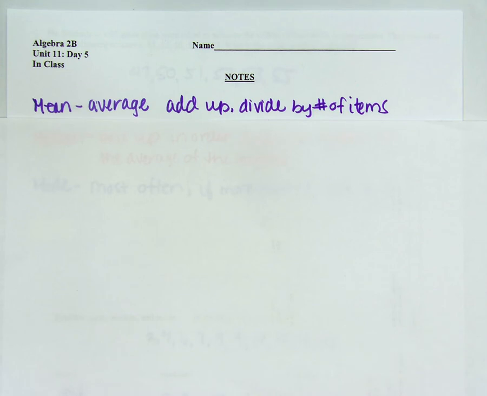So I'm going to work quickly, and I want you guys to just work independently, stop the video, and then check your answers. So the mean is our average. So we are going to add up all of the numbers that we're given, and we're going to divide by the number of items that we have.